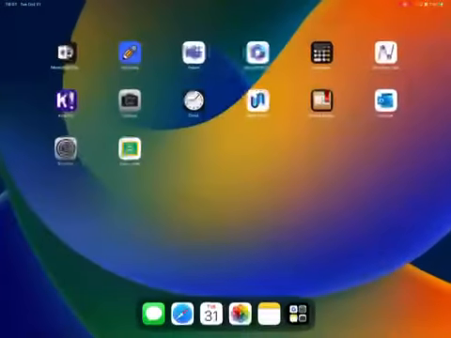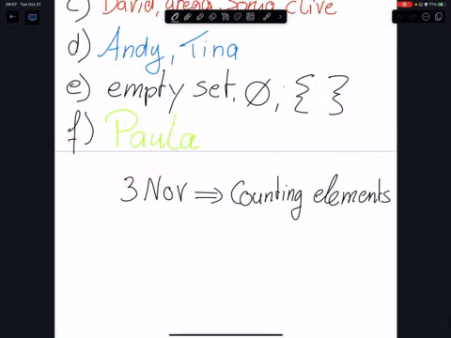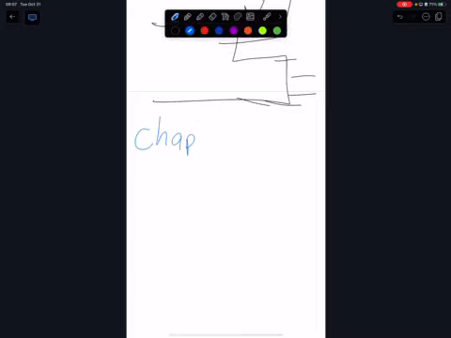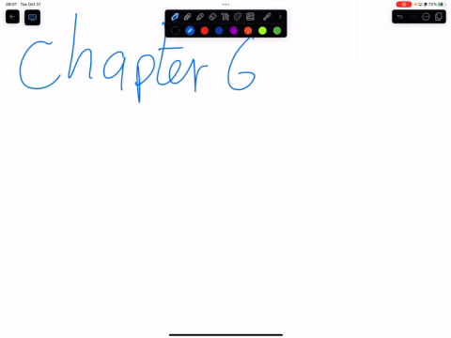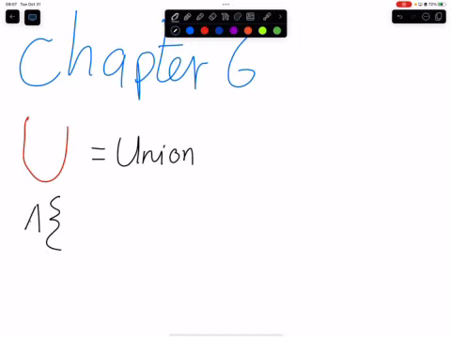When looking at chapter 6, we start with two different notations. That is 3A, 3B. So the first symbol is the easiest one, the union. Now what is the union? Easy. I have two different sets of numbers.